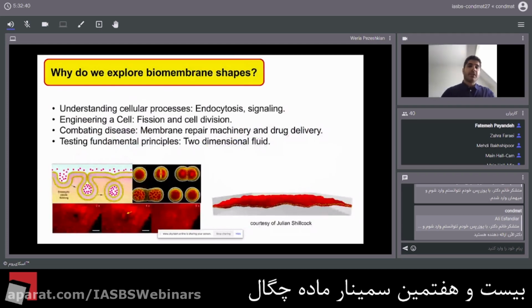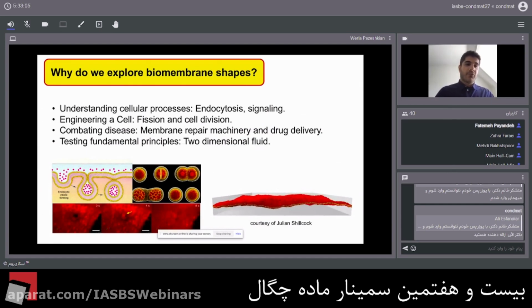So why do we explore biological membranes and membrane shapes? To understand cellular processes. Many cellular processes require the formation of membrane shapes. Actually, the membrane is an integral part of these processes. So to understand them, we have to have a mechanistic understanding of biological membranes.